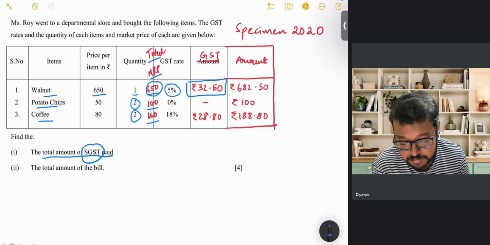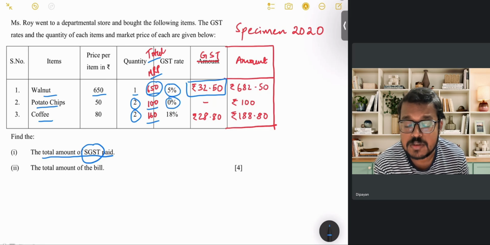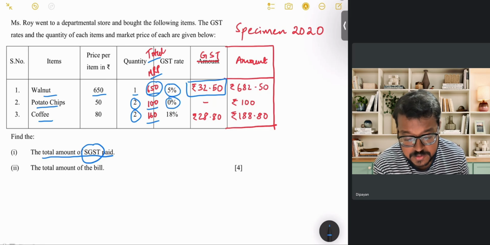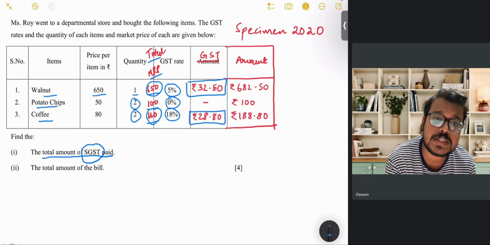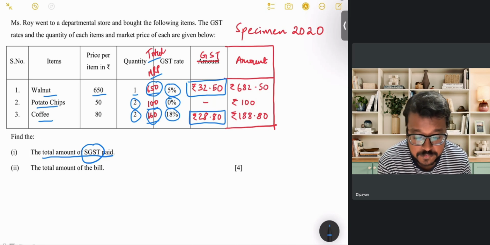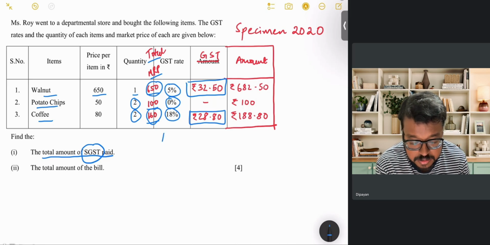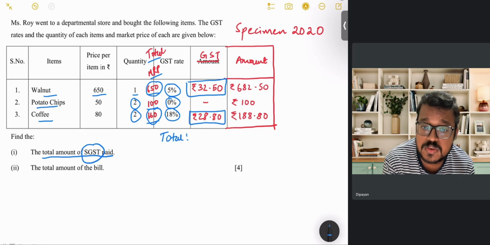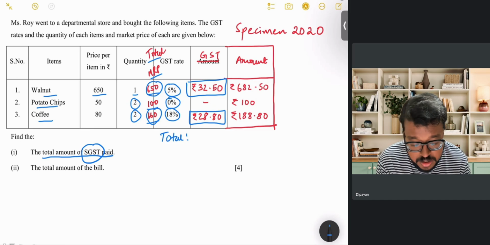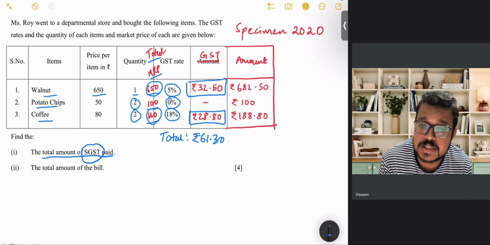Next, potato chips has 0% GST, so there is no GST for potato chips. Coffee has 18%, so 18% of 160 is 28.80 or 28 rupees 80 paise. Now, if we add the total of GST, which is 32.50 and 28.80, we will get rupees 61.30, 61 rupees 30 paise.